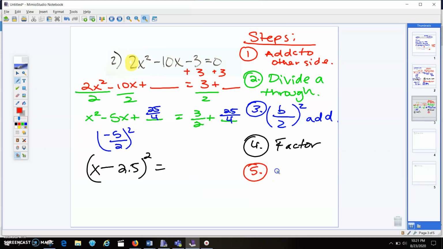Over here, we're going to combine like terms or add the right side. Remember, you have to have a common denominator for adding fractions. So we're going to take this and change it to have a 4 in the denominator. The way we're going to do that is we're going to multiply the top and the bottom by 2 in order to have that bottom number be 4. And so if we combine our like terms, we're going to get 31 over 4.